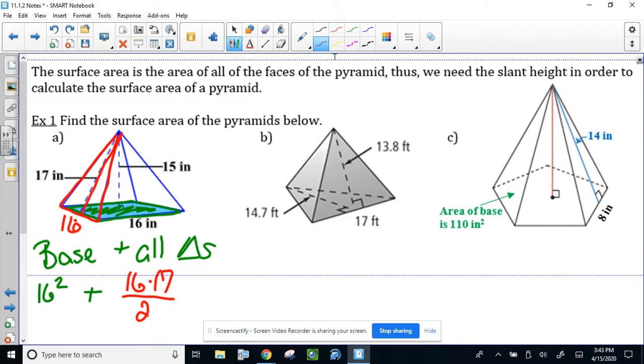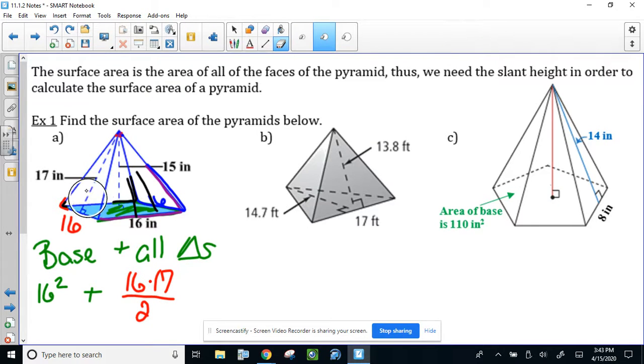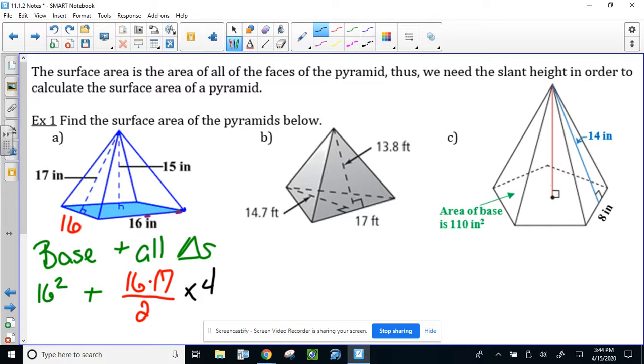And what's nice about a square pyramid is that all of those triangles in that pyramid all have the same base. So even in the back over here, that back triangle is going to have the same base of 16. And if it's a square pyramid, then they're also all going to have the same slant height. So really, we just need 2 values for this square pyramid. All 4 triangles are going to be the same, so we'll just multiply this by 4.